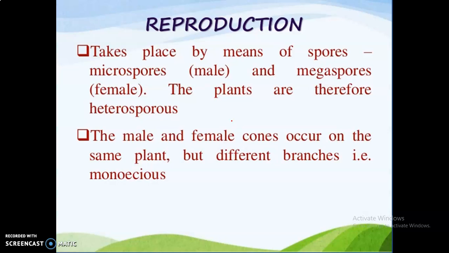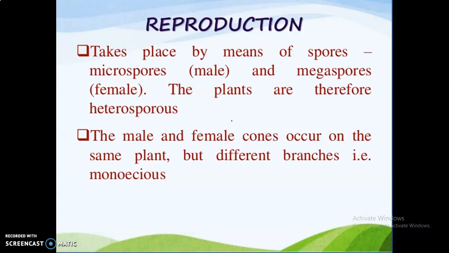Now comes to the reproduction. As this plant has both male and female cones, it is also termed a monoecious plant. Reproduction takes place by spores: microspores, which are the male spores, and megaspores, which are the female spores. The plant is heterosporous because the morphology of the spores is different.